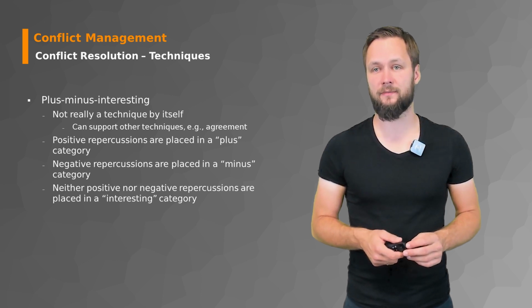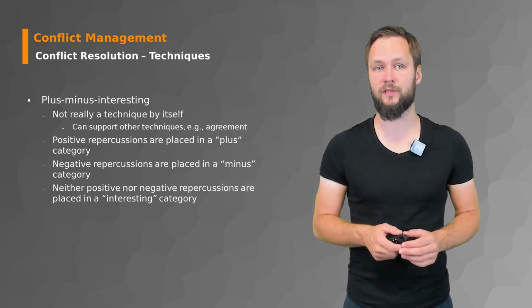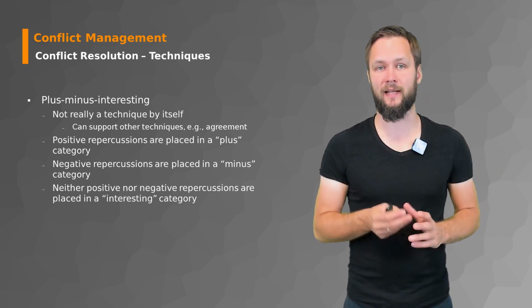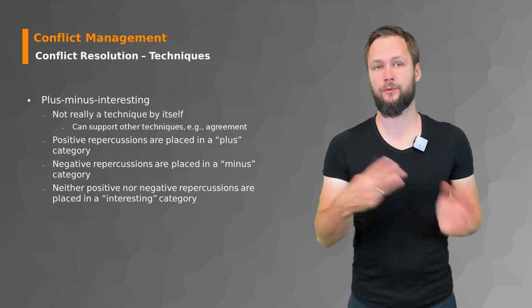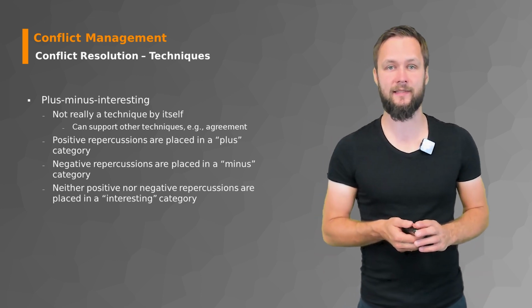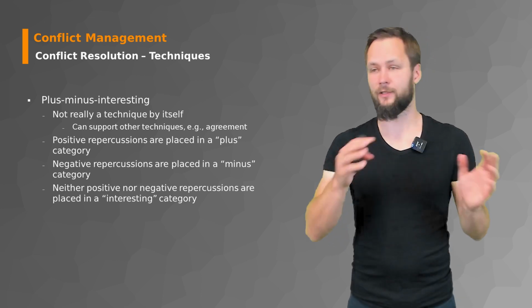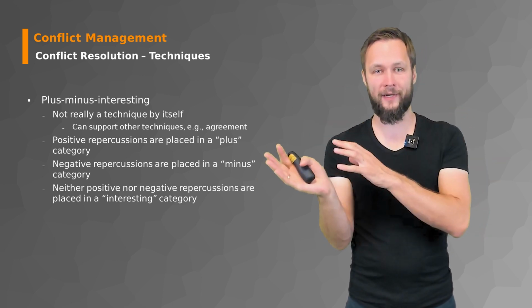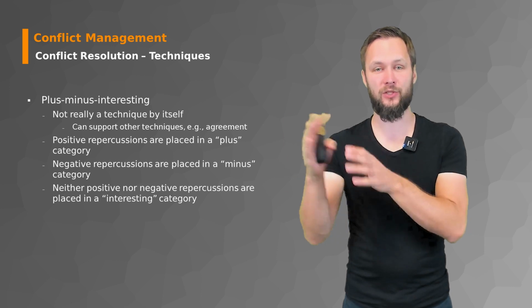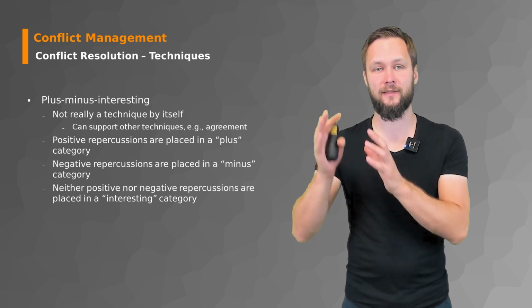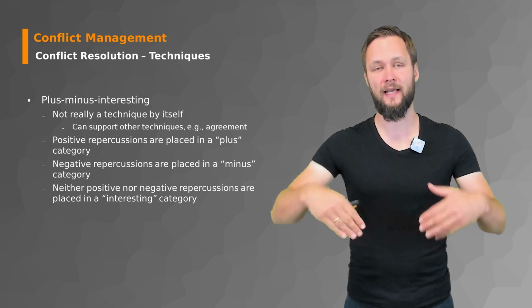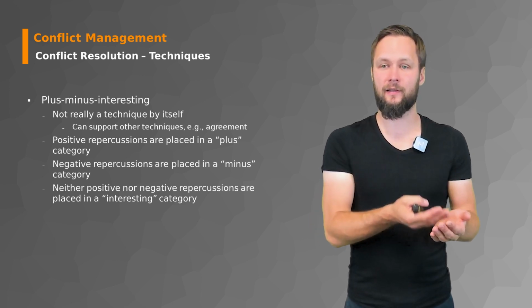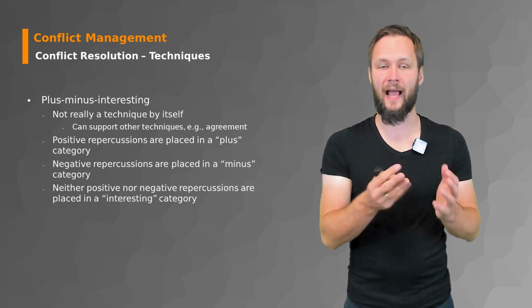It is a support technique, and you try to get the positive repercussions, which you are placing in a plus category, and the negative repercussions that are placed in the minus category. Neither positive nor negative repercussions are placed in an interesting category, and then it helps you to get an idea in which conflicting side to choose or for what reason. So essentially, it helps you to extend and augment the information that you already have, which supports you then in a decision to decide how to resolve the conflict.